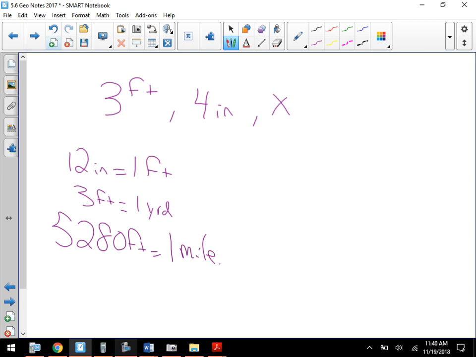A lot of times, I'm going to keep things in terms of feet, inches, yards, miles, and things like that when you're dealing with units. It doesn't matter as long as you know how many feet are in it.